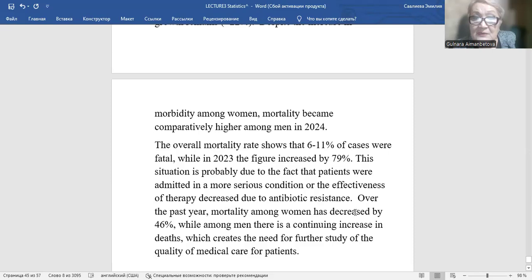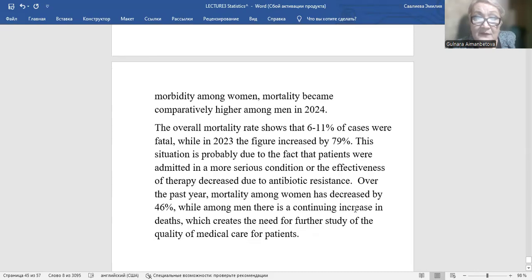This situation is probably due to the fact that patients were admitted in the most serious condition or the effectiveness of therapy decreased due to antibiotic resistance. Over the past year, mortality among women decreased by 46%, while among men there is a continuing increase in deaths, which creates the need for further study of the quality of medical care for patients.